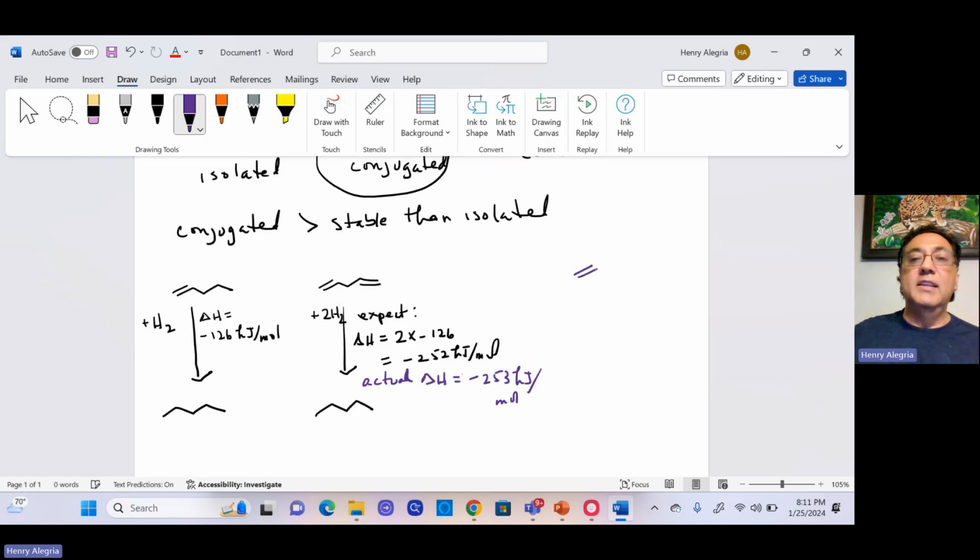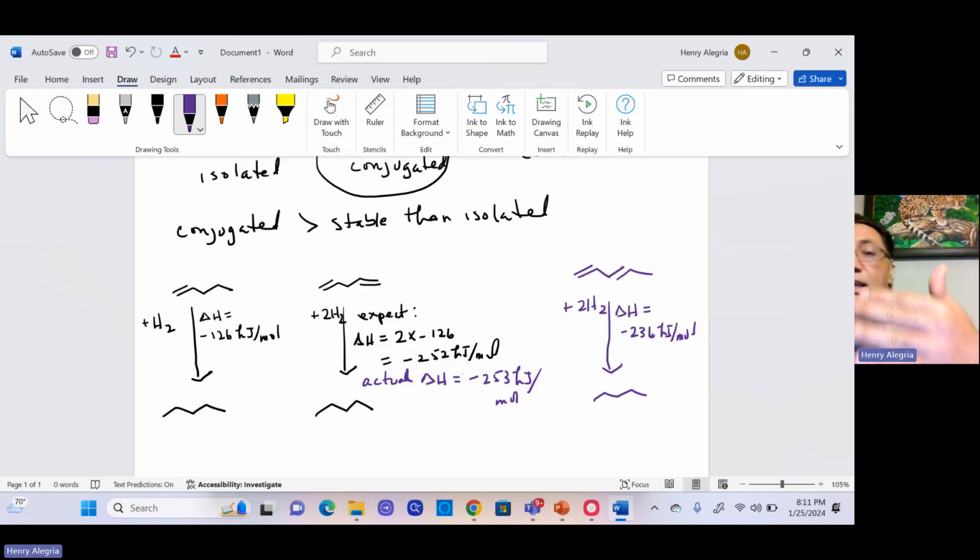Now, if I take the conjugated system, which is that, again, if we do a hydrogenation with two hydrogen molecules, I'll get the same thing. Again, what you expect would be 2 times minus 126 because you have 2 double bonds. The actual delta H that you end up getting for this is minus 236 kilojoules per mole.